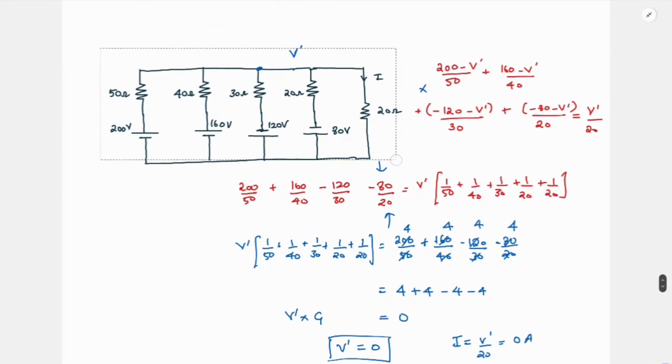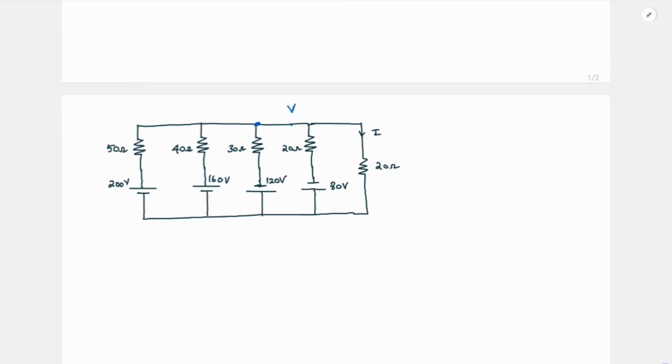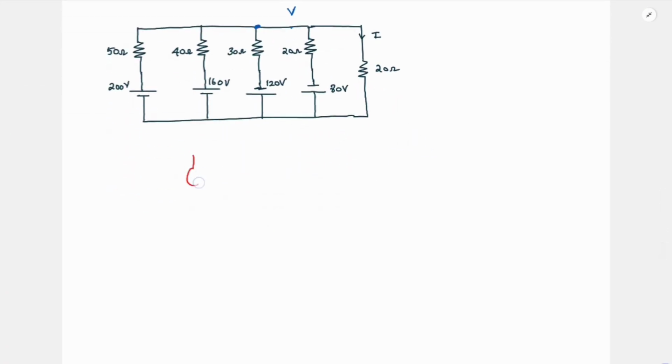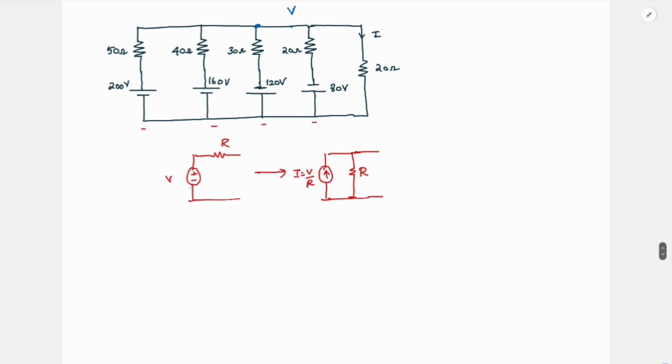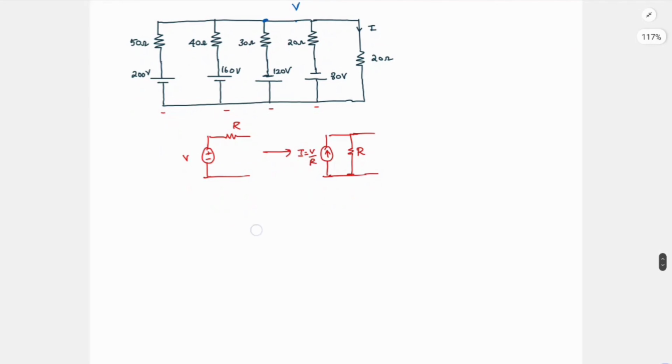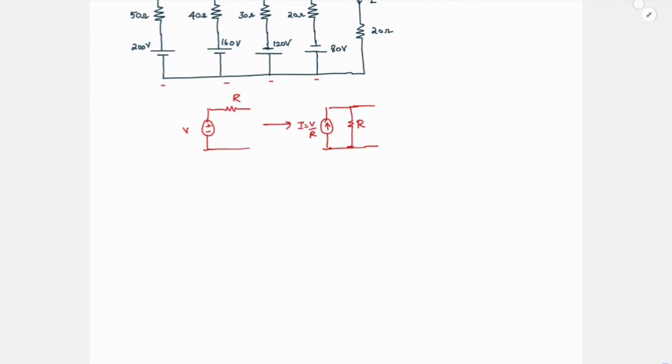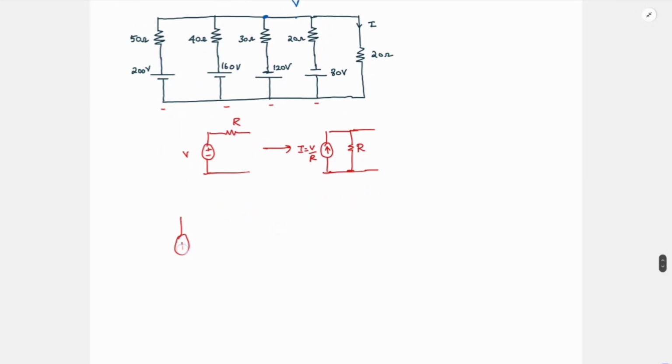Let us also quickly see what happens in our source transformation method. In source transformation, any voltage source in series with some R can be transformed into a current source of value I equal to V by R with a parallel resistor. This value is R only. Each of these arms can be transformed into a current source and a parallel R. So let us do that. 200 by 50 is 4.